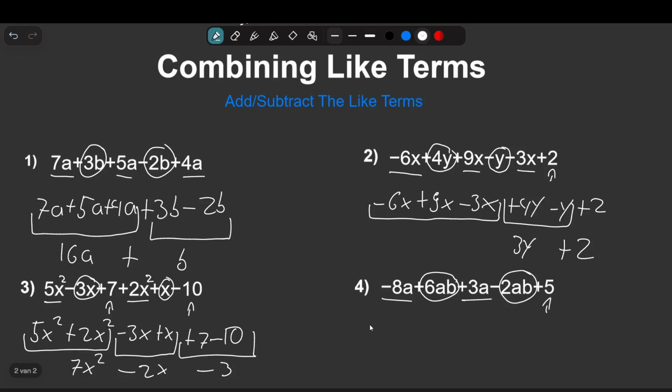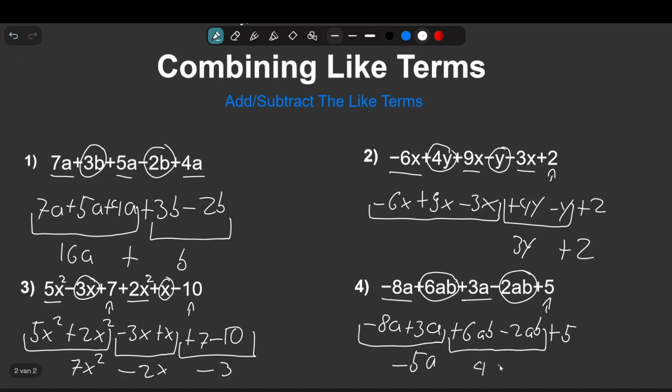So now we can sort these. We're going to do minus 8a and then plus 3a. And then we're going to do plus 6ab, and then minus 2ab. And of course, for the last one, we're going to do plus 5. So now we can just start adding or subtracting them. So we have minus 8a plus 3a. This will equal minus 5a. And now we're going to go over to our ab's. So we have 6ab minus 2ab. So 6ab minus 2ab will equal 4ab.